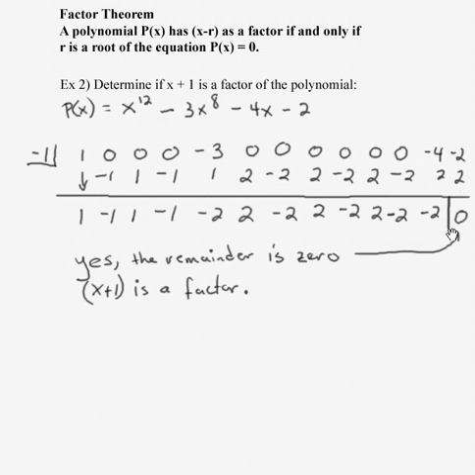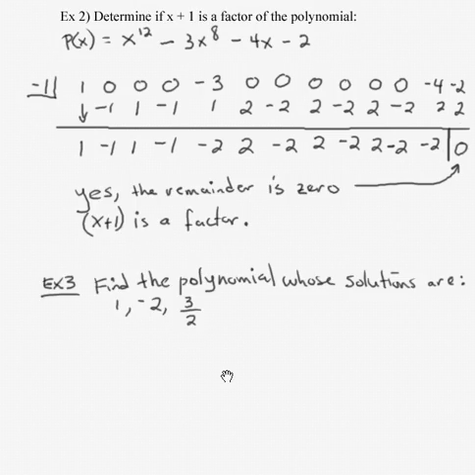0. That's the importance here. Forget about the quotient for this problem. It just says determine if it's a factor. Since it divides evenly, yes, x plus 1 is a factor of my polynomial x to the 12th minus 3x to the 8th minus 4x minus 2. Now, aren't you glad we're doing this using synthetic division rather than long division? So, yep, factor theorem: if you divide and you get a remainder of 0, then your divisor is a factor of your dividend. That's putting it into words.